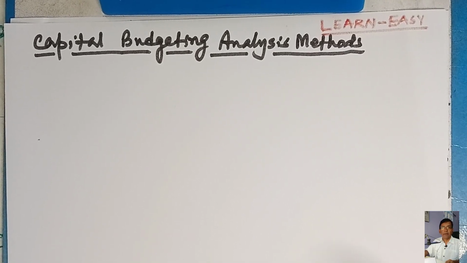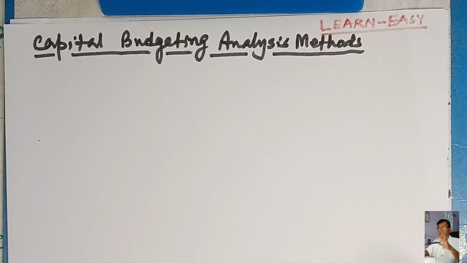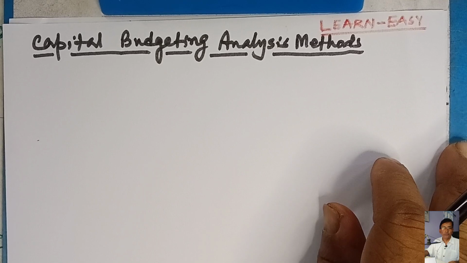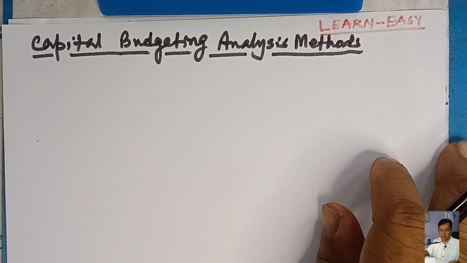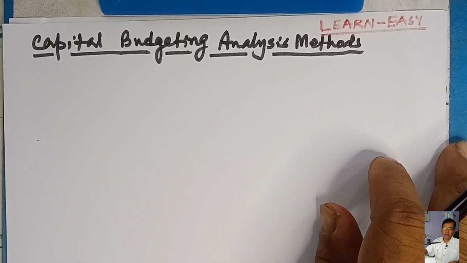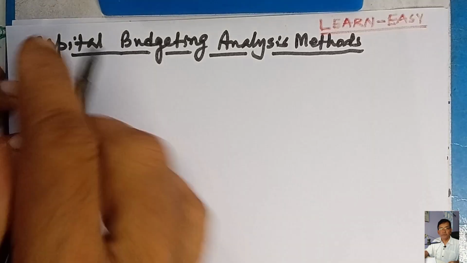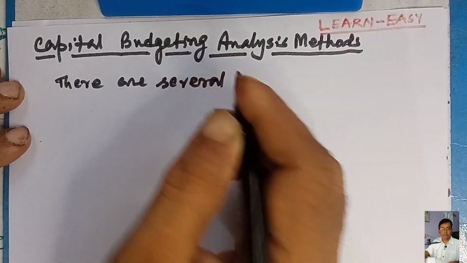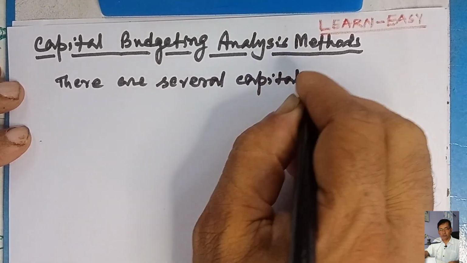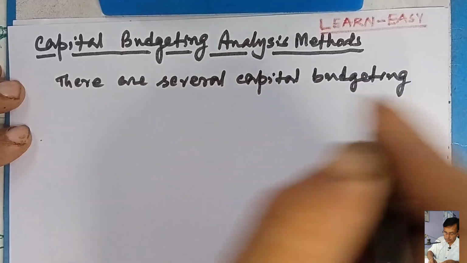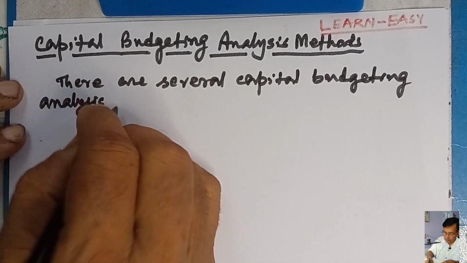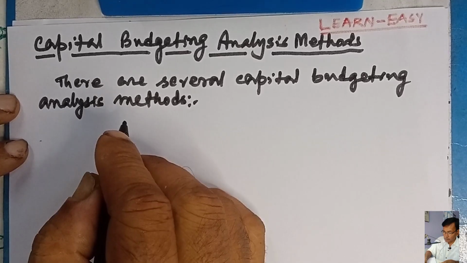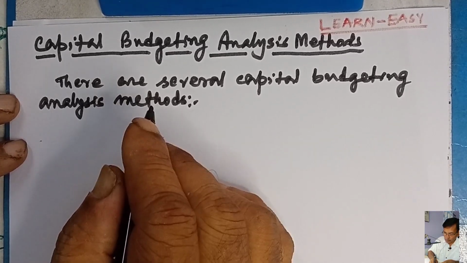Today in this session, we will discuss capital budgeting analysis method. Capital budgeting is a method of estimating the financial capital investment over the life of the investment. There are several capital budgeting analysis methods. These are used to determine the economic feasibility of capital investment.